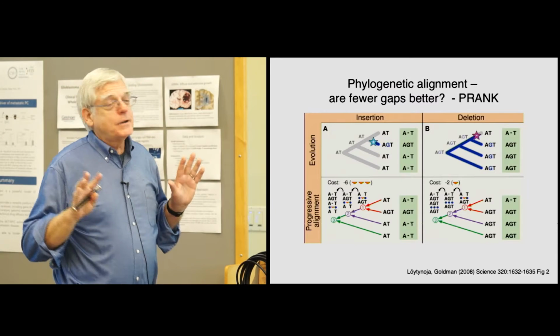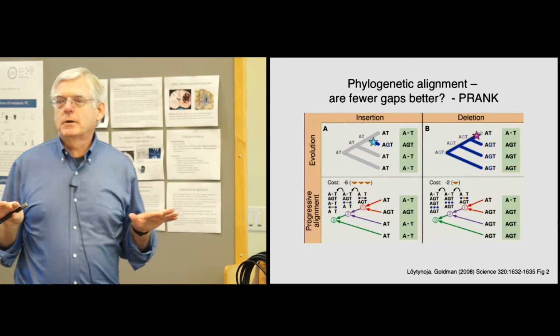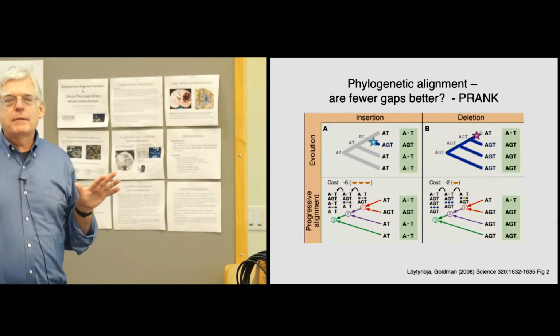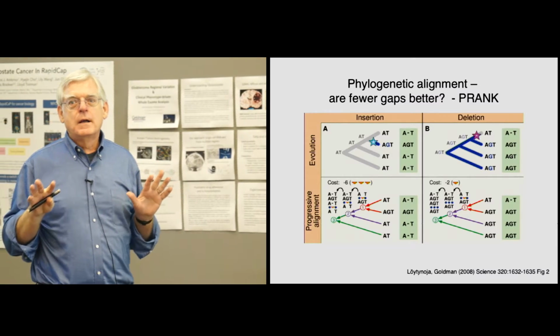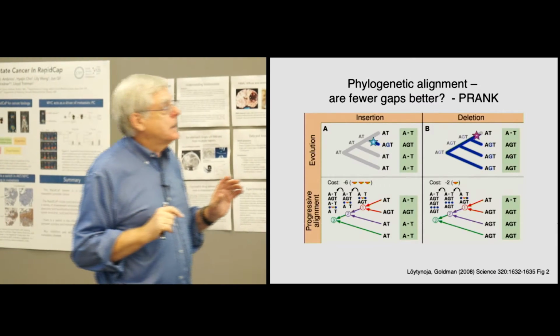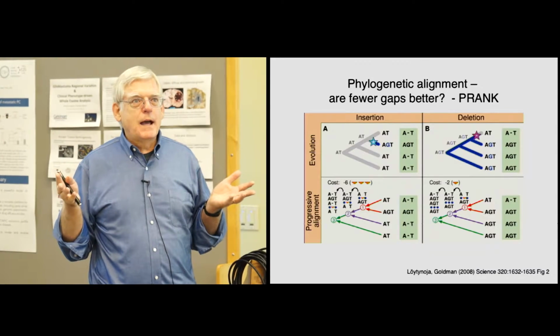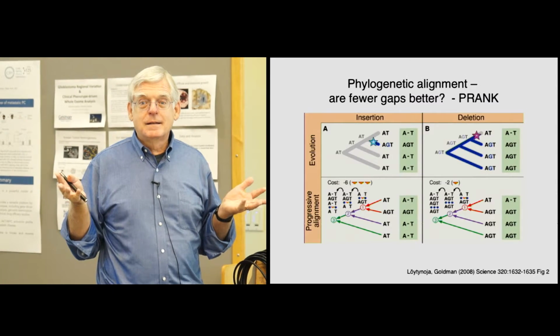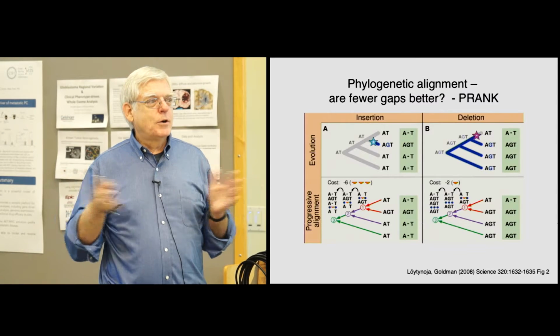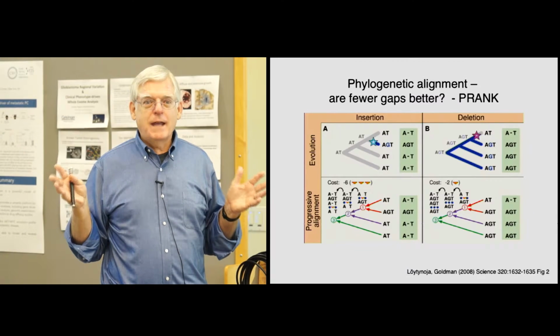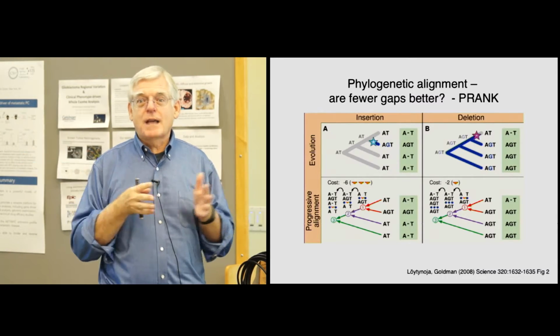So it likes to put gaps in. Okay, so PRANK alignments have spectacularly more gaps than other alignments. And those of us who think of alignments in an aesthetic sense are uncomfortable with that. We don't like alignments that have zillions of gaps. It seems like those gaps should be consolidated.